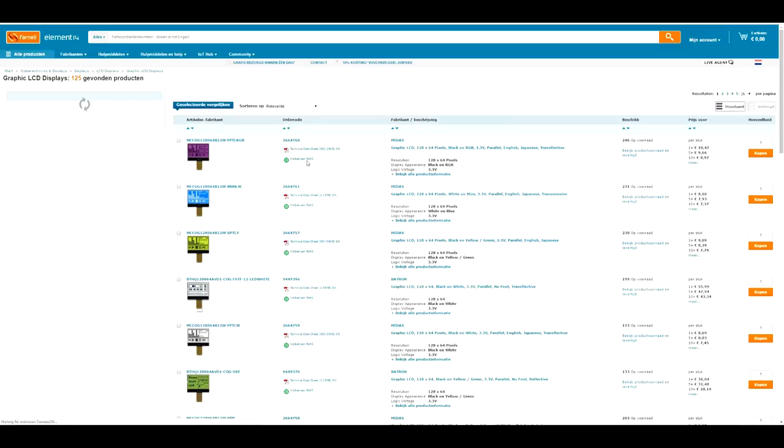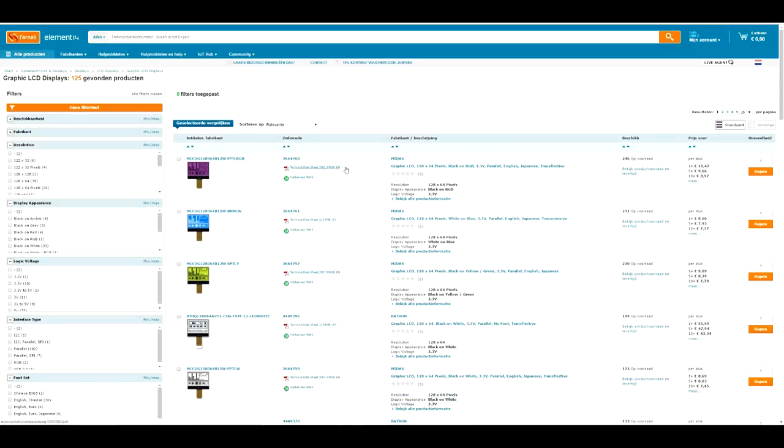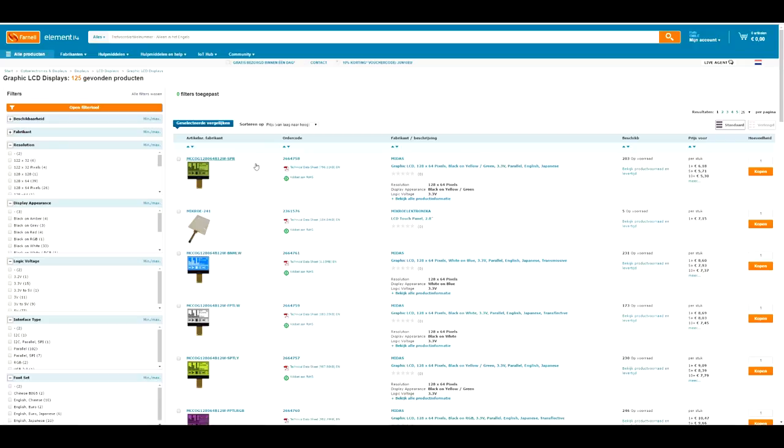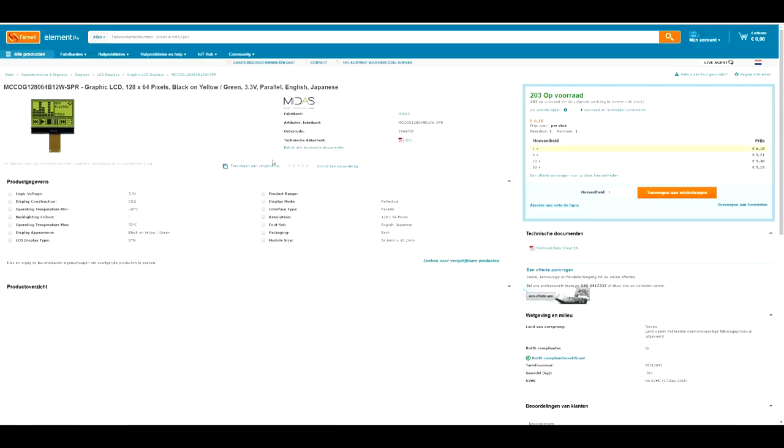So here we go. This is all the graphic LCD displays that Farnell has, and the very cheapest one is this one. Not sure if you can read it, but it's 6 euros and 18 cents each. And even if you buy 50, my typical order volume, by the way, they only have 203 in stock. If you buy 50, it's still over 5 euros. And that might not seem like much, but 5 euros is the vast majority of the budget of a low cost product.